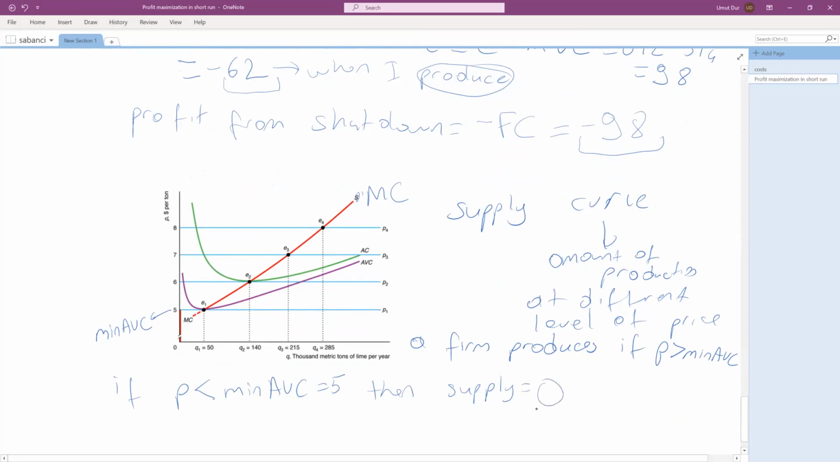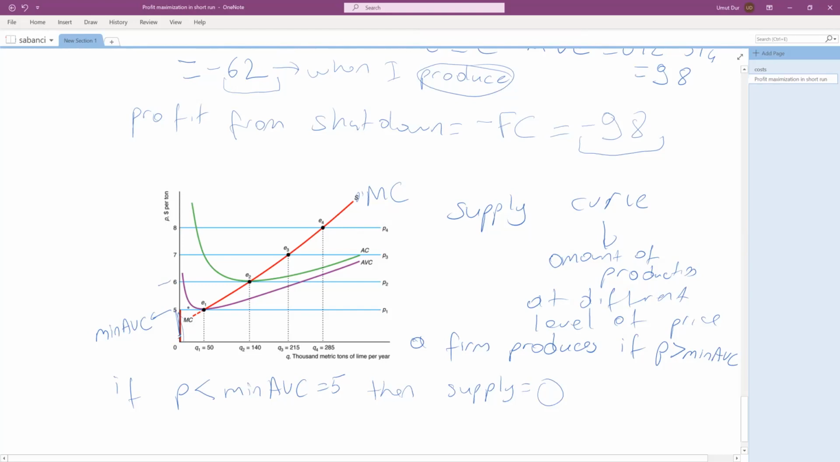It is 0. Okay, so if I want to draw the supply curve for the firm, where the price is less than the minimum of the average variable cost, then it will be 0, below 5. Then let's think about a price level which is greater than the minimum of the average variable cost. Let's say 6.